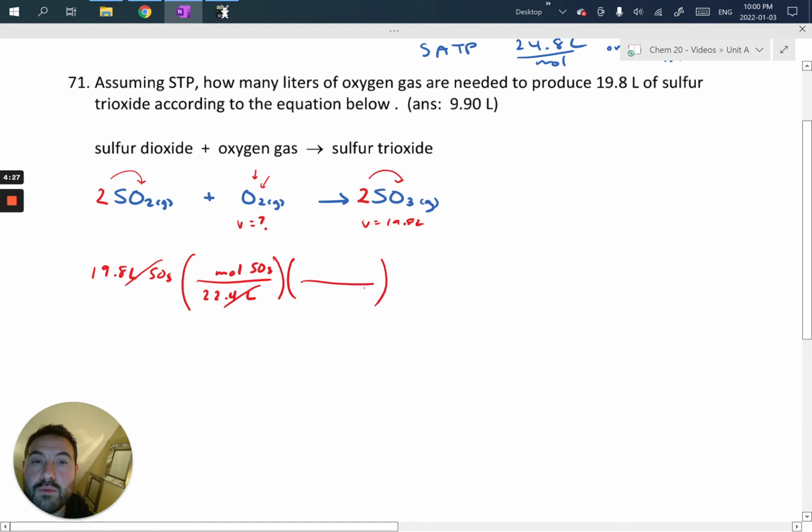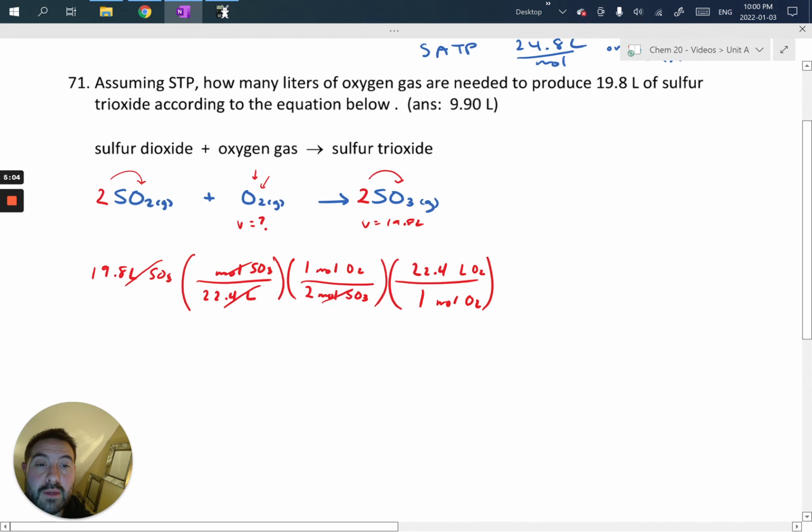I want to jump over to moles of my required substance, which is oxygen. There's 1 mole of oxygen for every 2 moles of SO3. And so now I'm moving on to moles of oxygen, and I need to get my moles of oxygen back into liters because I'm looking for volume. I want liters, I have moles, and we said this equation's happening at STP. So at STP, I have 22.4 liters per 1 mole.